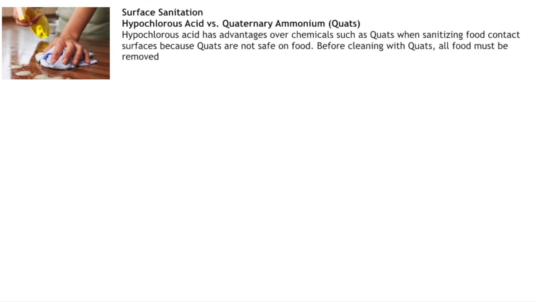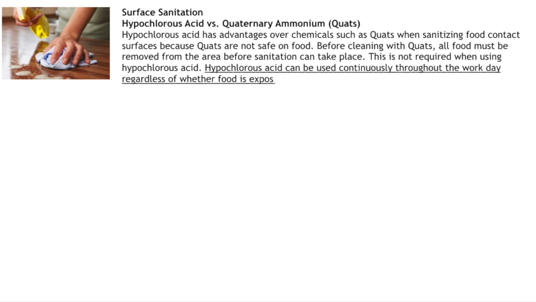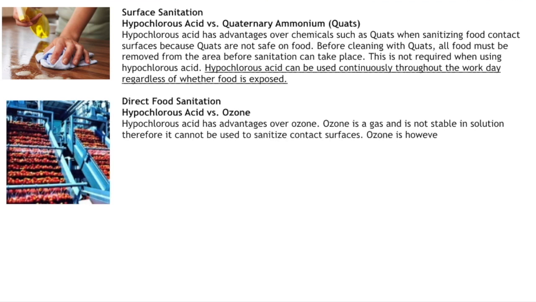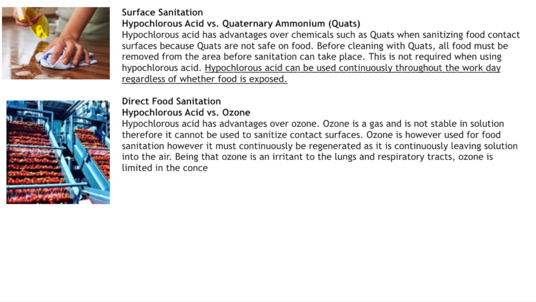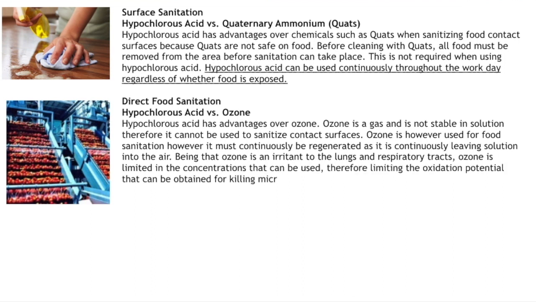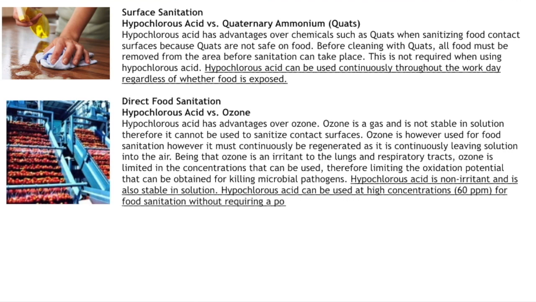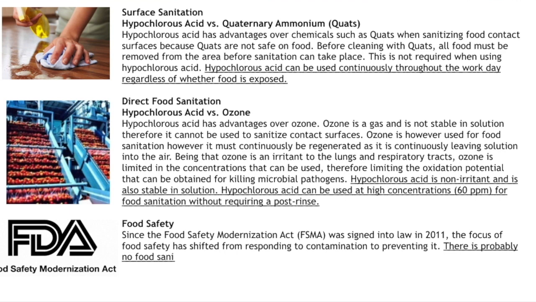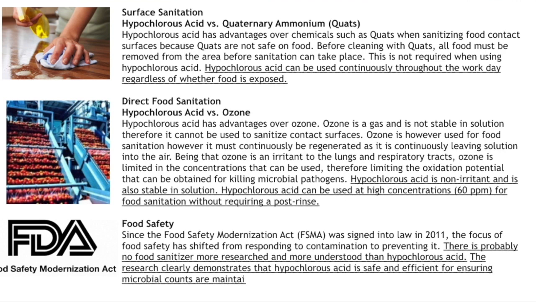Compared to quats, it is much safer. Hypochlorous acid can be used continuously throughout the workday, regardless of whether food is exposed. In direct food sanitization, ozone has to be applied continuously and it leaks into the air, which causes lung irritation. While hypochlorous acid is non-irritant and also stable in solution, it can be used at high concentration for food sanitization without requiring a post rinse.